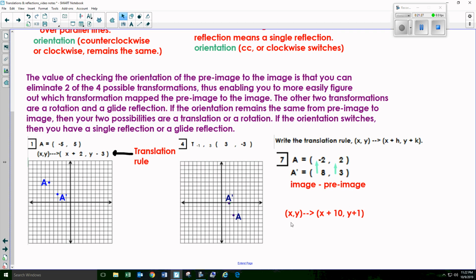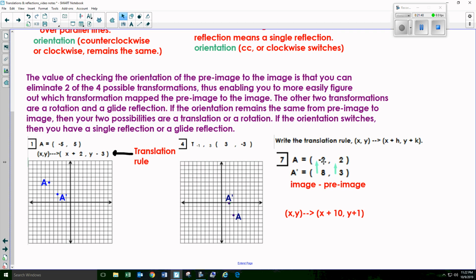Okay? A common error students make is they forget to put this and they only want to focus on this piece of it. When you write the translation rule, you have to write the whole thing. It automatically starts with x comma y, arrow, parentheses, x, and then plus or minus, depending on what you get when you subtract there, comma y, either plus or minus, whatever you get when you subtract there.